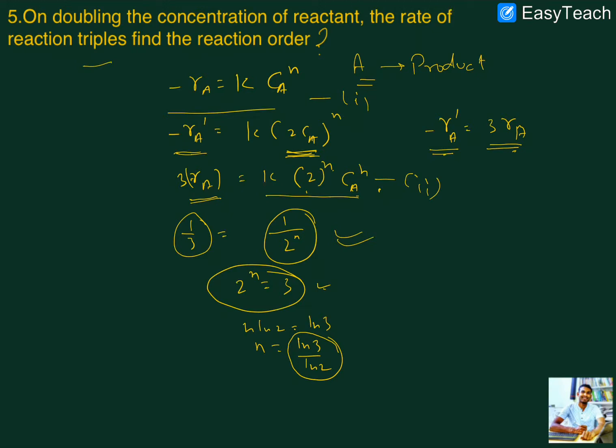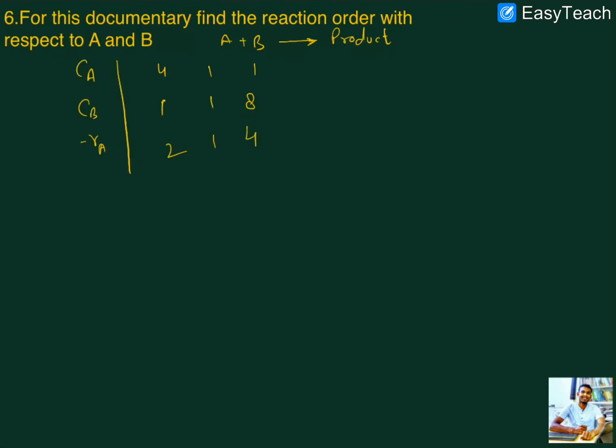So if you multiply, you will get 2 raised to the power n is 3. If you take natural log on both sides, this will become n ln 2, here n ln 3. So n is nothing but ln 3 upon ln 2. So this is the order of the reaction according to the question. Now in this question, this is stoichiometry. Find the reaction order with respect to A and B.